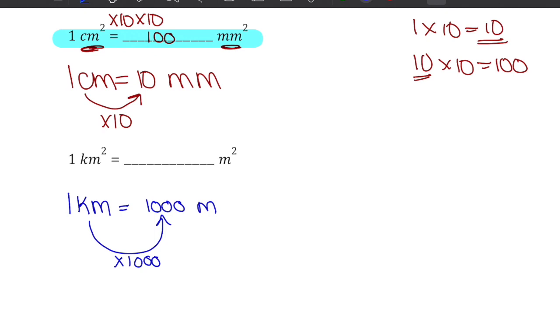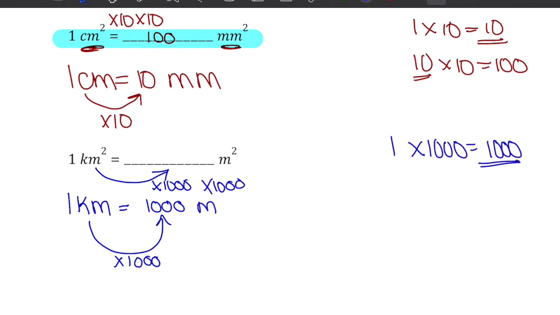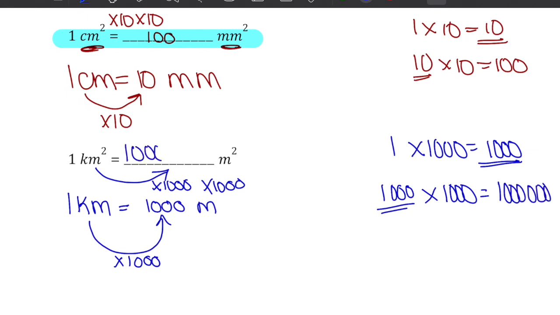So to figure out what I need to do to get from here to here, well, I multiply by 1,000 twice. So let me do my work in the corner. 1 times 1,000 is 1,000. I'm going to take that number and multiply it by 1,000 again. And that's 1 million. Let me see if I can fit all the zeros. Yes. So the answer here is 1 million. 1 square kilometer is equal to 1 million square meters.